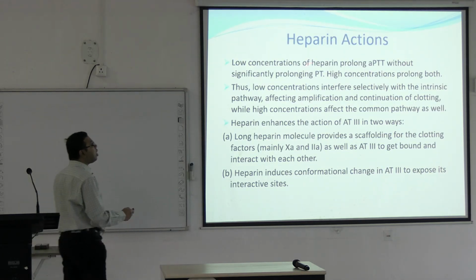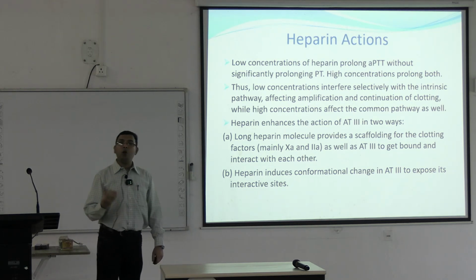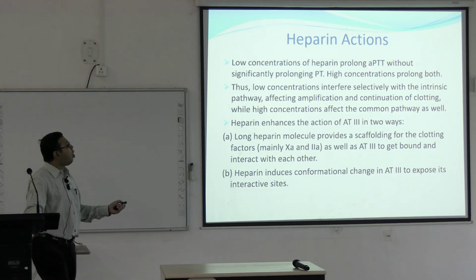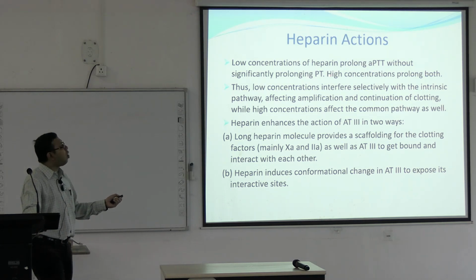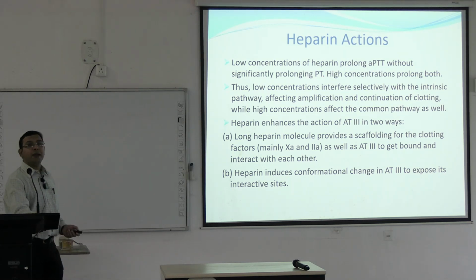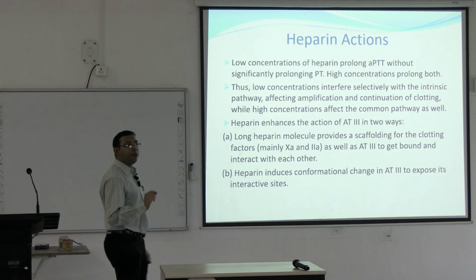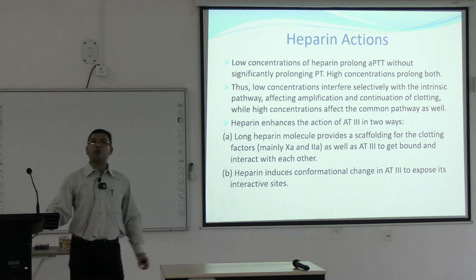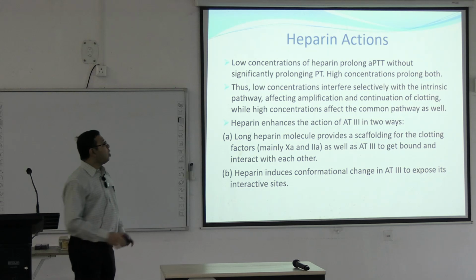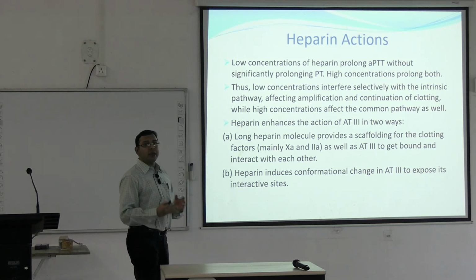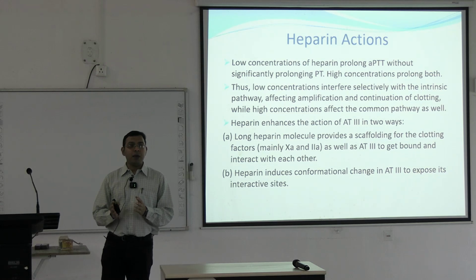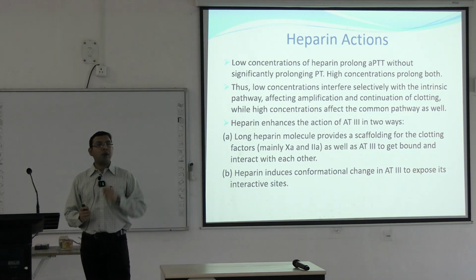So when we are using low concentrations of heparin, low concentration means again the side chain will be lesser, so they prolong APTT without significantly prolonging the prothrombin time. APTT is the activated partial thromboplastin time, which mainly indicates the intrinsic pathway, and the prothrombin time indicates the extrinsic pathway. So when the low concentration is given, mainly the coagulation factors of the common pathway and intrinsic pathway are inactivated.